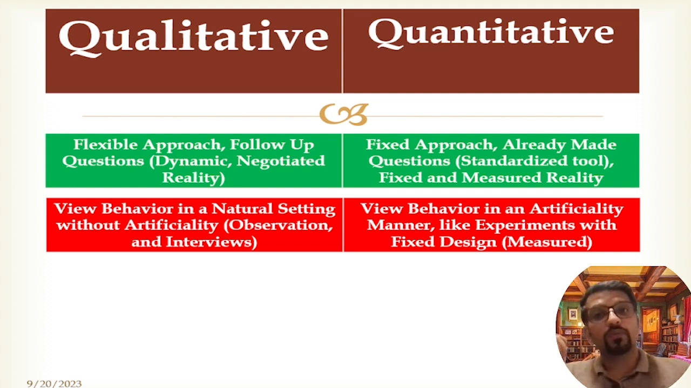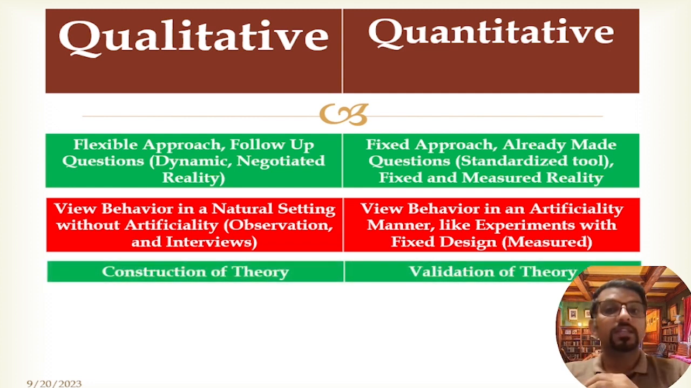Now, let's go to the third difference, which is construction of theory on the qualitative side and validation of theory on the quantitative side. In qualitative research, emphasis lies on the construction of theory. Researchers aim to build new theories or refine existing ones through their observation and findings. And in quantitative research, the focus would be on validation of theory, where established theories or hypotheses are tested to confirm their validity.